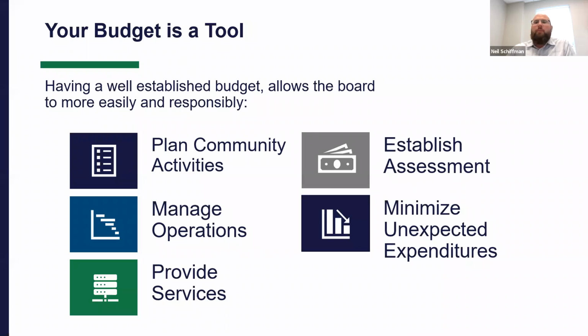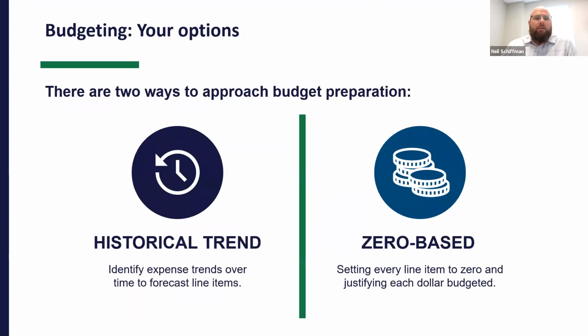The first thing to remember is that your budget is a tool. It does not limit the board's flexibility to adjust planned expenses as conditions change. When you're preparing your budget, there's really two options. There's historical trend budgeting, which means looking at a particular line item over a period of time, say 3 to 5 years, and identifying whether there is a trend of increasing or decreasing expenses that might help forecast that line item. It's a helpful way to look at utility costs and building repairs, for example.